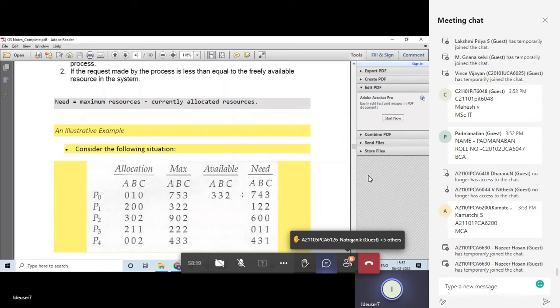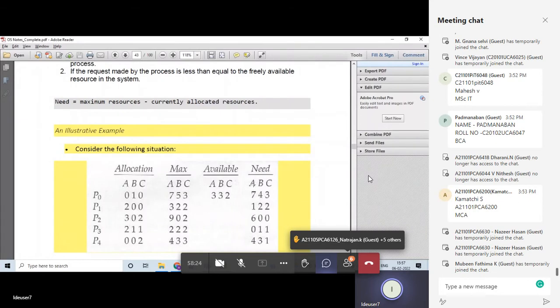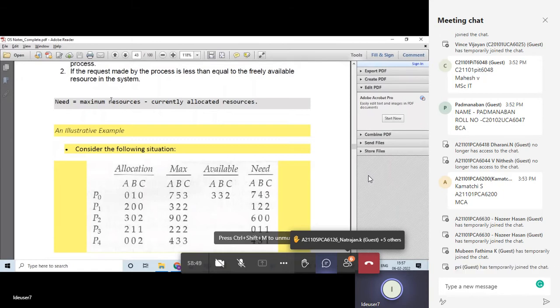So here in the need, what is the maximum for A? What is the maximum resources for A? 7. See here, this is the allocated resources, and this is the maximum resources. So this is 7. 7 minus currently allocated resources, under A and under P0 it is 0. That is why 7 minus 0 is equal to 7.